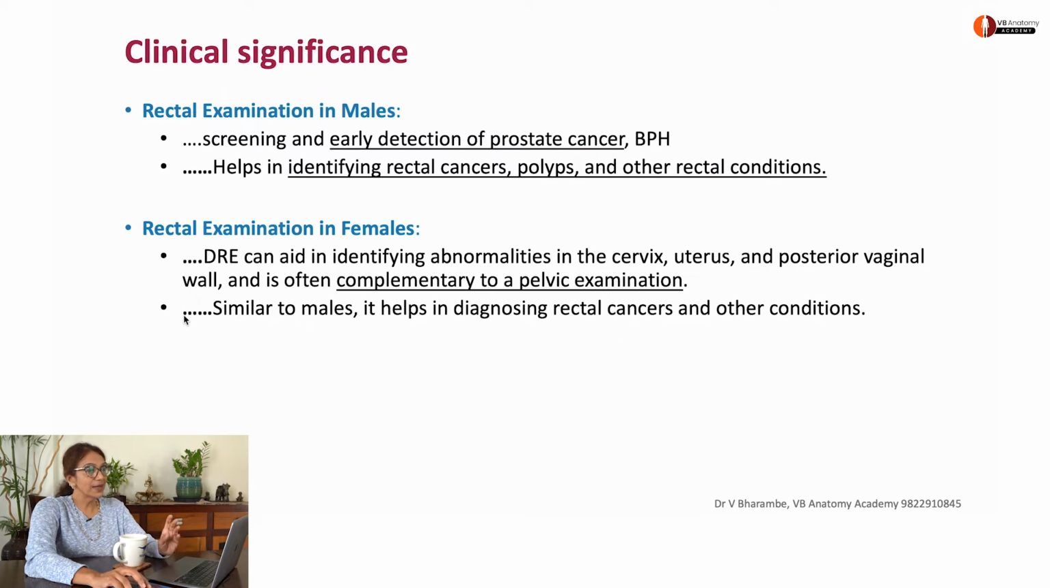So in the rectal examination, the male is used as an early detection tool for prostatic enlargements, and of course to detect rectal cancers, polyps, and other rectal conditions. In the female, it's used as an adjunct. Complementary pelvic examination is done through the per-rectal examination.